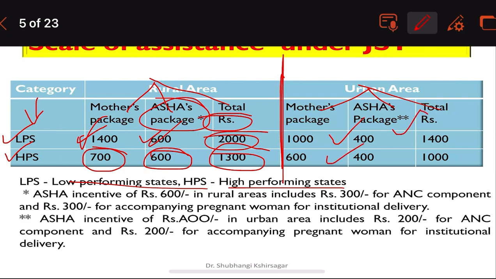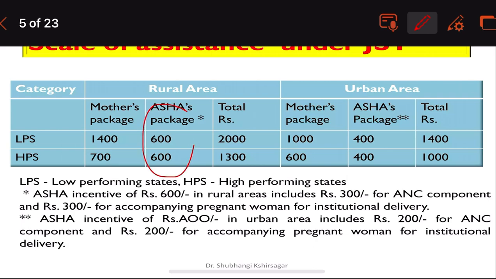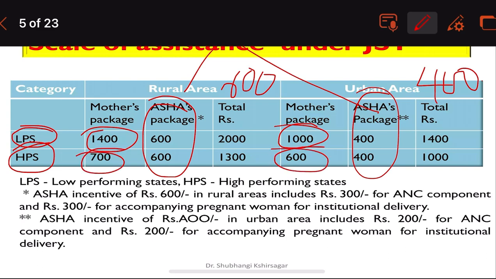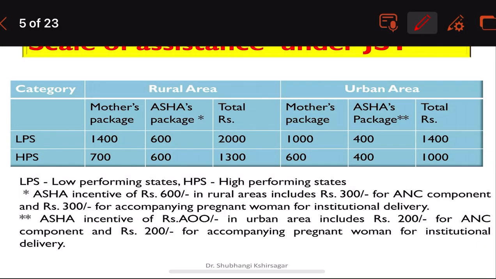And in the high performing states, 600 for mother and 400 for Asha. Okay, so the Asha package 600, 400. In rural areas, it is 600 and in urban areas, it is 400. Now comes the low performing state, high performing state. 1400, 1000. 700, 600. Clear, guys? So the low performing state is nothing but LPS, high performing state is HPS.